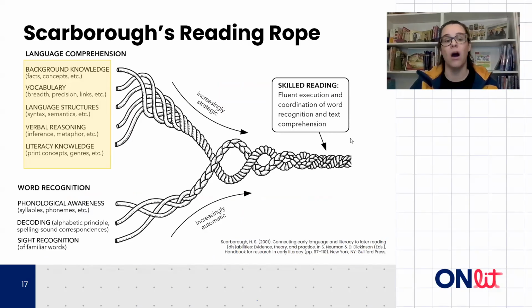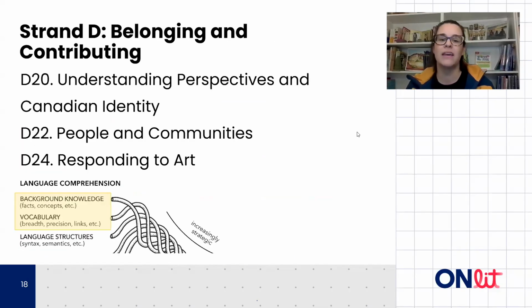We can actually go beyond the two literacy strands too. And when we look at belonging and contributing, here are some of the specifics there that we want them to be understanding perspectives of Canadian identity. We want them to be thinking about people and communities, as well as responding to art and art forms. And again, these are all things that we can highlight their learning, we can highlight their understanding through interactive read-alouds. So it's not just the very language specific strands where an interactive read-aloud is going to support their learning.